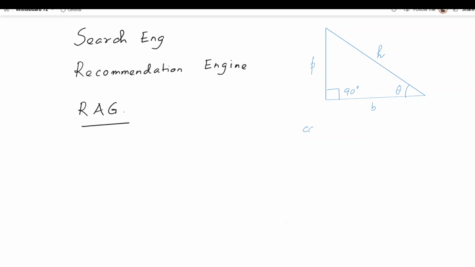Now the cos theta is base by hypotenuse. Sine theta is perpendicular, and tan is sine by cos. So we all know that. So this is just a thing, right?